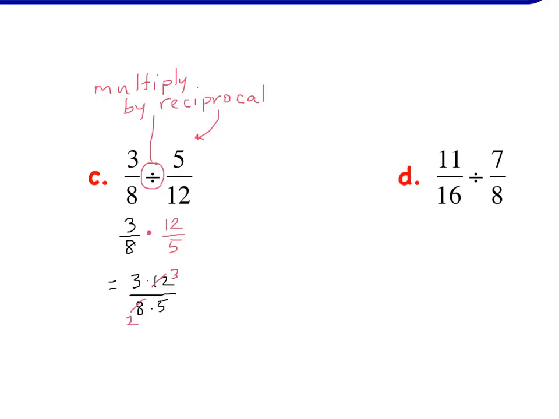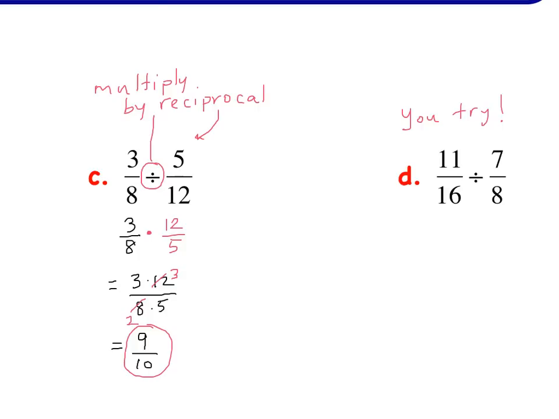And now nothing else simplifies from here, so I can go ahead and multiply. So 3 times 3 will give us 9, and 2 times 5 is going to give us 10, and we should notice that we can't simplify 9/10 any further, so there's our final answer. Okay, so just a quick refresher, I want you to quickly do D on your own. Okay, and once you finish D, we will move on to simplifying expressions.